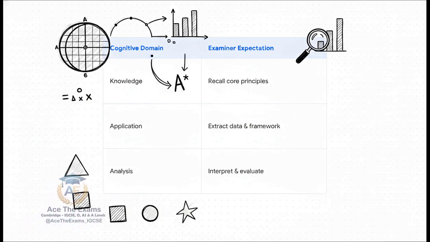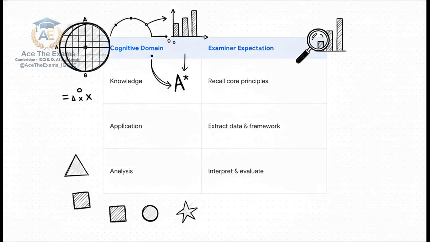To hit that analytical orbit, you have to prove why the line is a tangent by, say, showing the discriminant equals 0, and then, this is the crucial part, you have to state the conclusion explicitly. Since b squared minus 4ac equals 0, there is only one point of intersection, therefore the line is a tangent. Boom. That is how you reach the analytical orbit. You do not just describe the math, you evaluate the relationship.